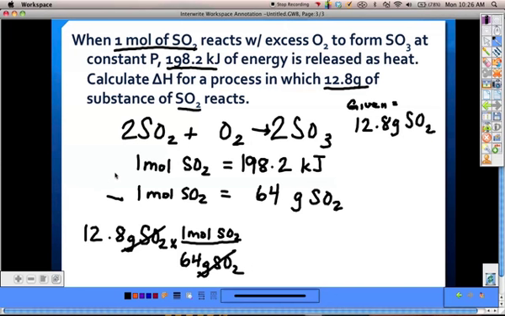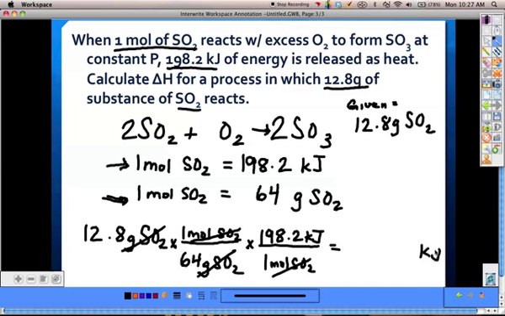And then I can see from my first value here, 1 mole of SO2 is equal to 198.2 kilojoules. So I put what I want to get rid of on the bottom, that's 1 mole of SO2, which cancels out with my top here, mole of SO2. And then on the top of this fraction, I put 198.2 kilojoules. I'm going to get a value in kilojoules, which should be good because I'm looking for a delta H value.